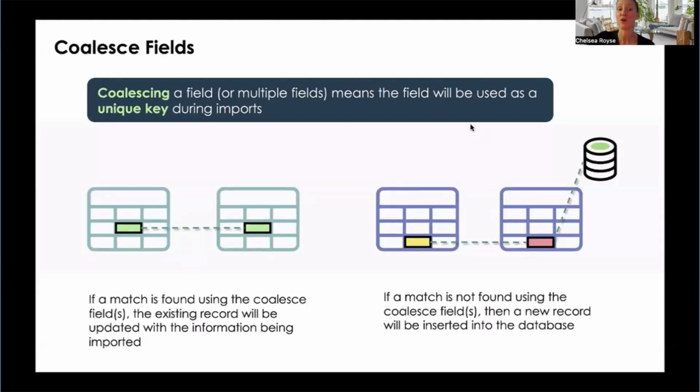You can also have what's called a coalesce field. This is a field, or there can be multiple fields as well, where the field will be used as a unique key during imports. For example, if a match is found using the coalesce field, the existing record will be updated with the information being imported. If there's not a match using the coalesce field, then a new record will be inserted into the database. So that is why, to double check, use staging areas for your import sets.